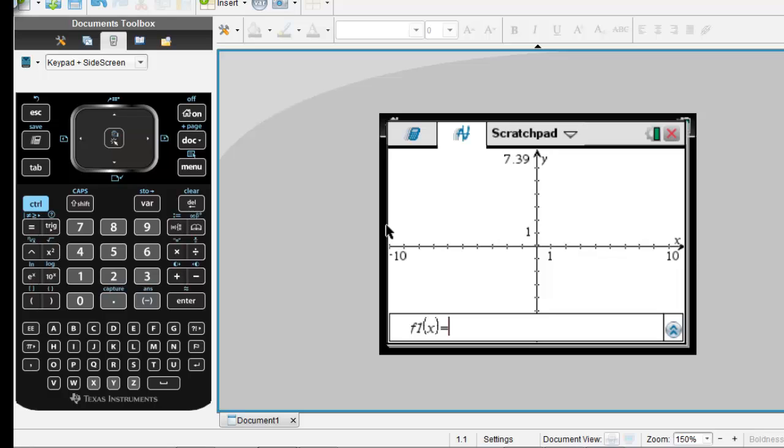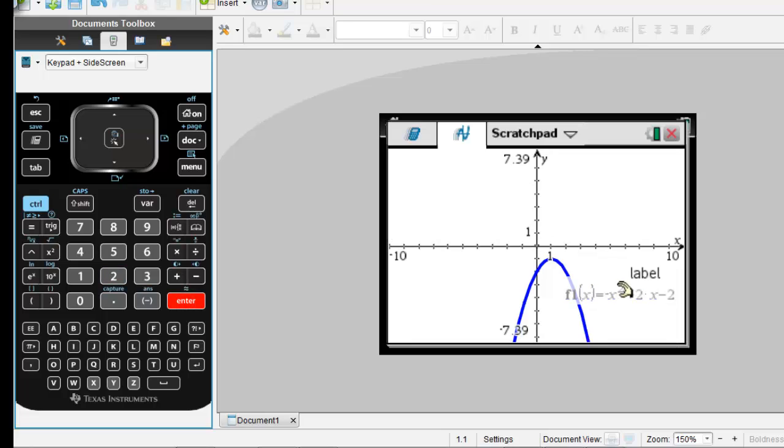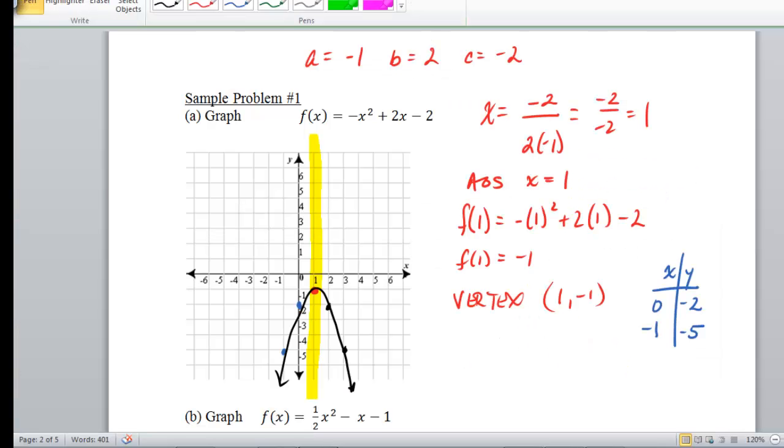So let's take a look at the calculator function real quick. If we look at the calculator function, we have f of x, and so I just want to put negative x squared plus 2x minus 2 and hit enter, and you can see very clearly that my graph looks the same. So that's a very good way to use your calculator.